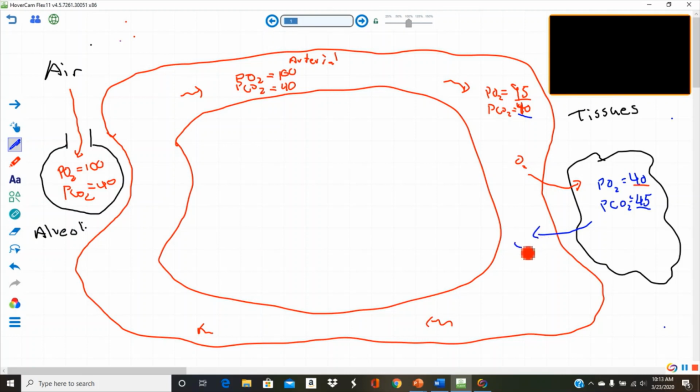And when that blood leaves here, it is going to have a PO2 of 40 and a PCO2 of 45, just like the tissues, okay, when that blood left. So now what we've got is our venous blood.